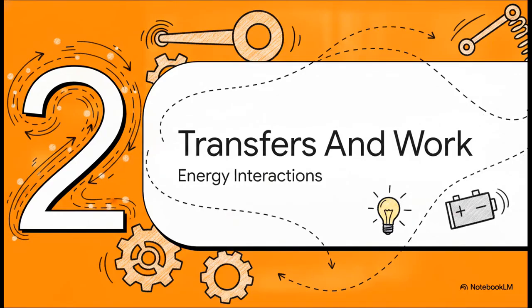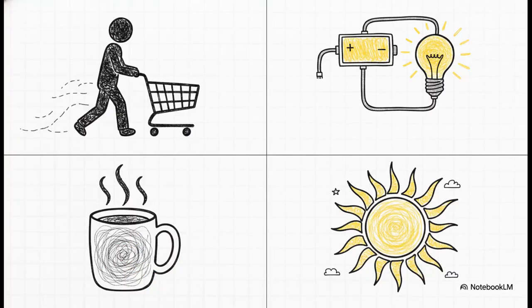Moving right along to Day 2, transfers and work. You see, energy doesn't just sit there doing nothing, it's highly dynamic. Let's look at how it actually moves. You absolutely must memorize these 4 specific pathways because they are literally the only ways energy can travel from one object to another. First up, energy transfers mechanically.